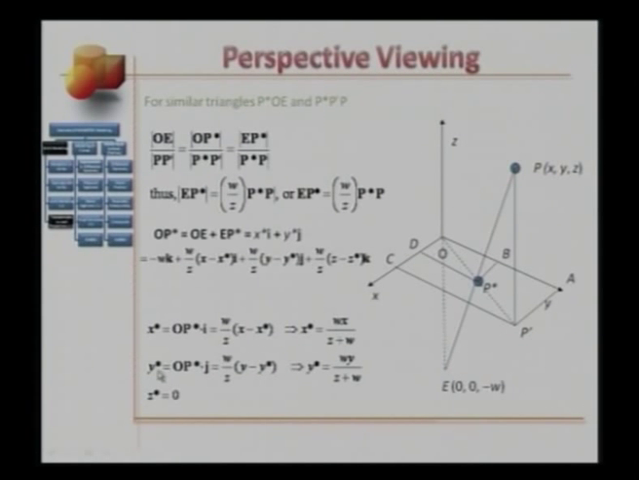Likewise, Y star equals OP star dotted with J. In other words, Y star is the jth component in this equation, which is W over Z times Y minus Y star. Once again, I can rearrange this equation to get my Y star as W times Y over Z plus W. And we see that Z star is 0.